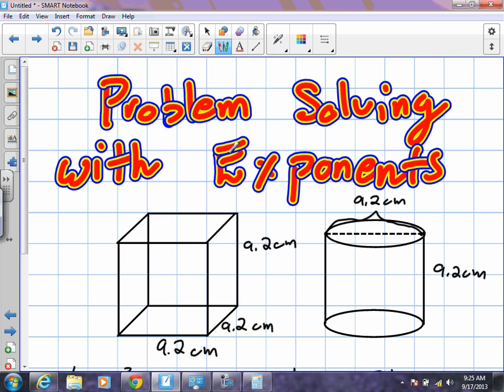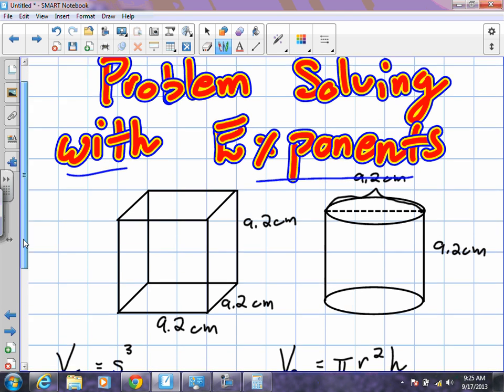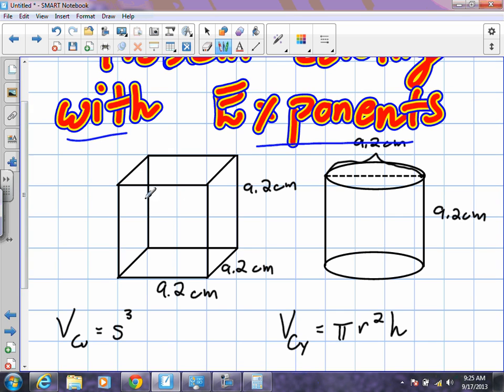We're going to go over problem solving with exponents. So we've been given two containers. The containers have relatively similar measurements to them. The first container is called a cube. Okay? This cube means that every side is the same length. The width, the depth, and the height are all 9.2 centimeters.